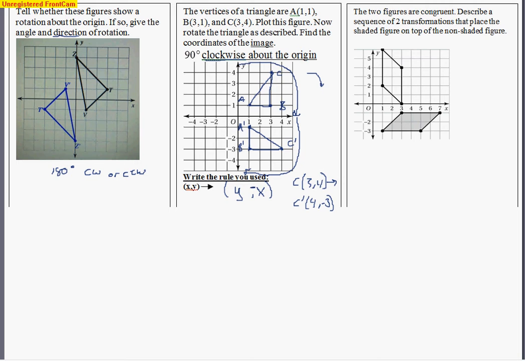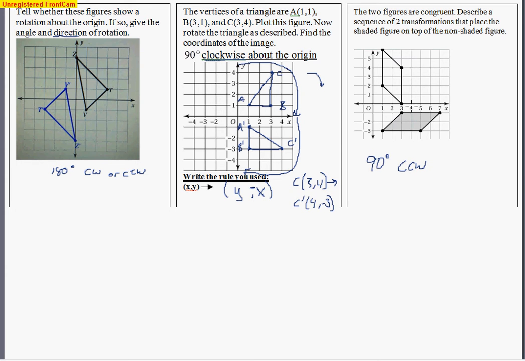Let's take a look at our next one, and it says that the two figures are congruent. Describe a sequence of two transformations that place the shaded figure on top of the non-shaded. So this is the one we're looking at here. So we're going to start with this figure, and let's go ahead and do a rotation. Now notice that it looks like it rotates because it's not going the same direction. So I'm just going to rotate it clockwise, or actually counterclockwise. Let's go 90 degrees counterclockwise.